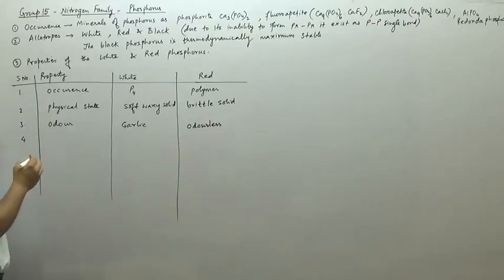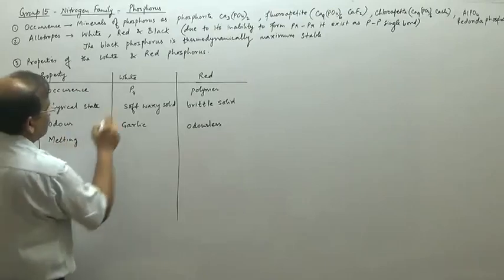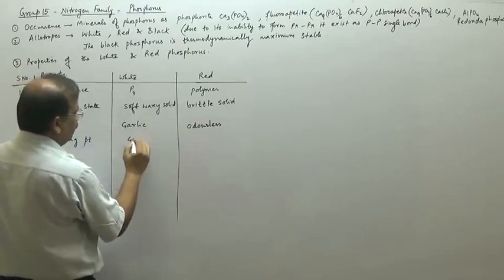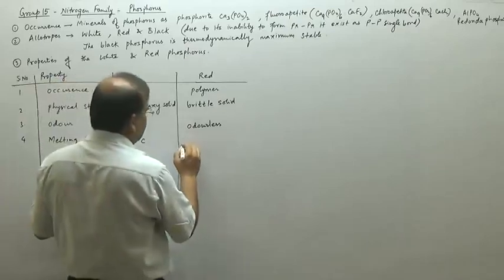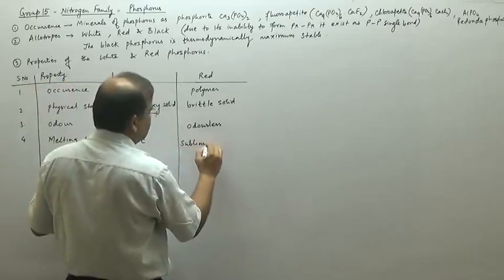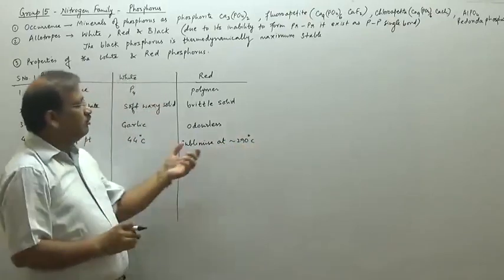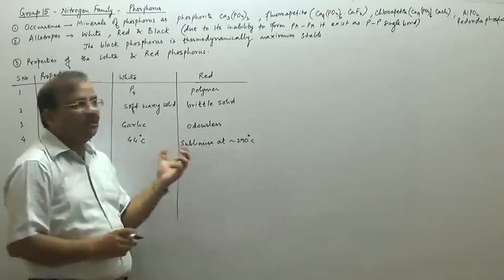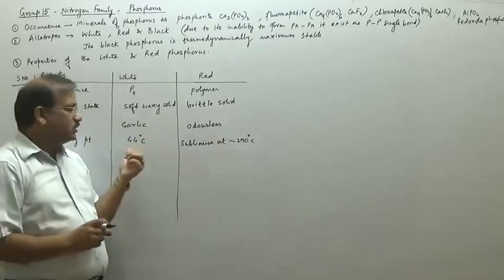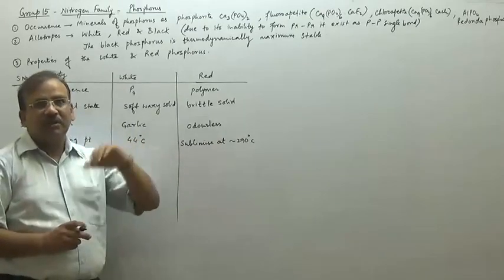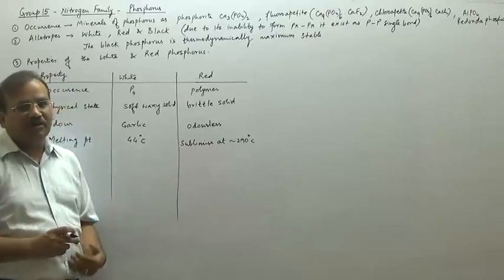If we talk about the melting point, the melting point of white phosphorus is only 44 degrees centigrade, but red phosphorus sublimates at around 290 degrees centigrade. So it sublimates at 290. White phosphorus is near room temperature, a few degrees higher than room temperature, because the temperature is not very high, so it will have a garlic odour.